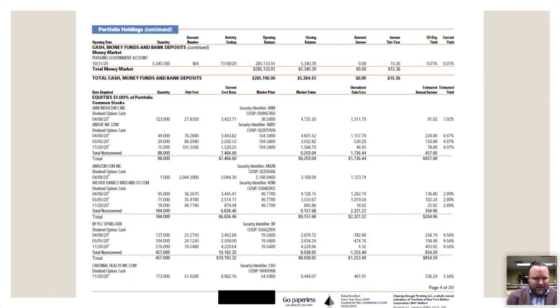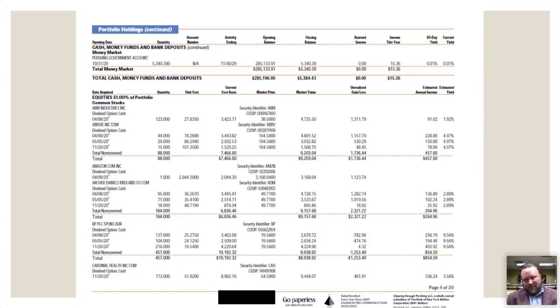And then the quantities, the number of shares. So the first thing we're looking at is the money market balance. It says total money market. So we knew on the first page there was $5,340 in the money market. And then the activity end date on there is 11/30 of 2020, opening closing balance.